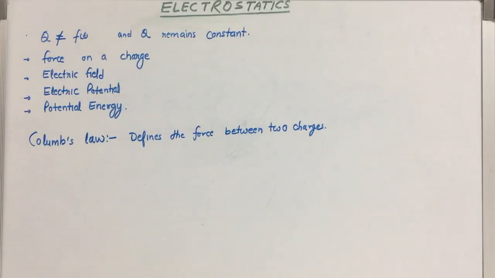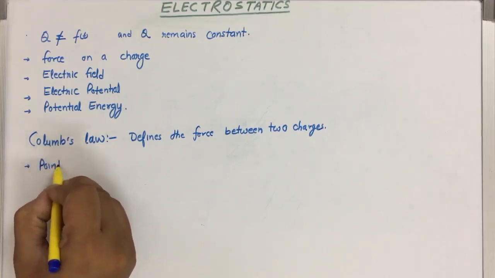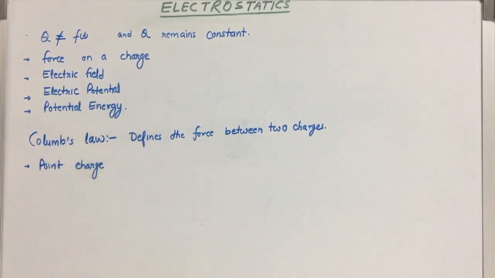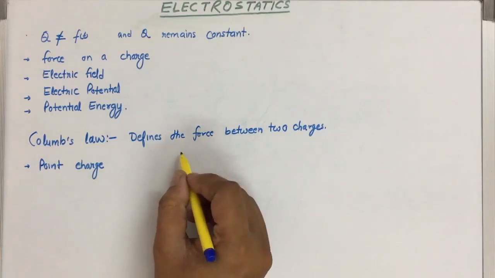So the charge may be point charge, surface charge, line charge. So there are different types of charges. We will start from point charge. So the point charge means the charge of a body can be assumed concentrated at one point.